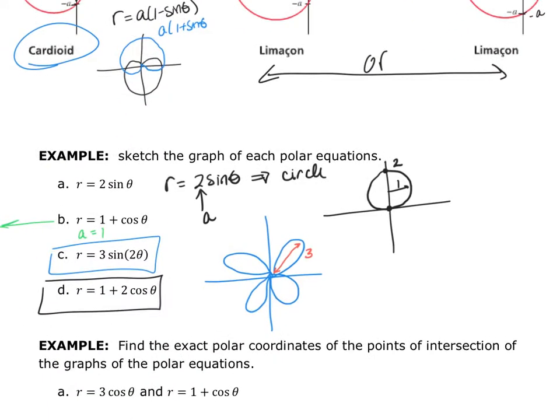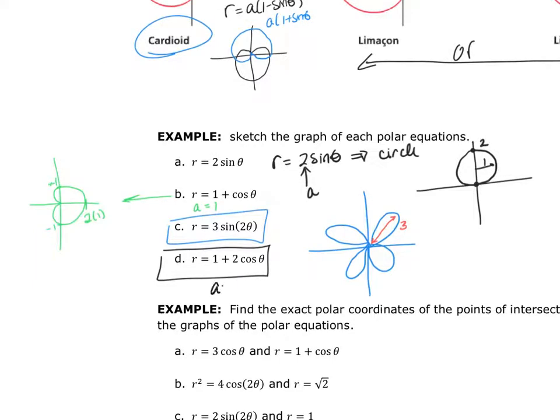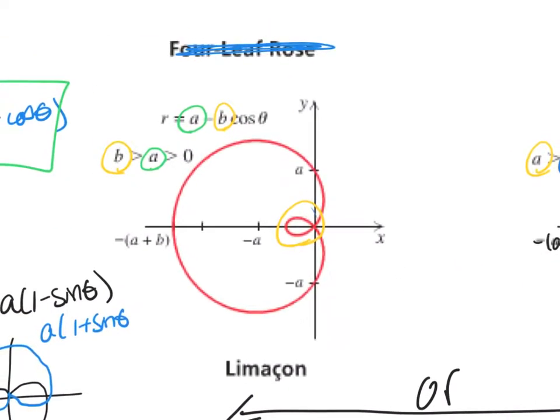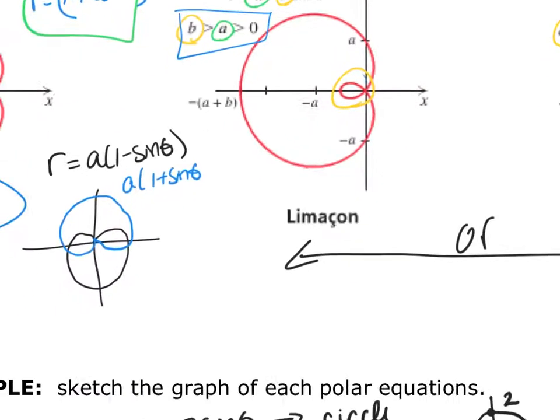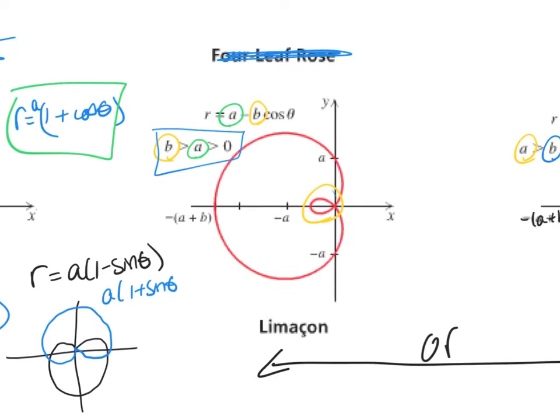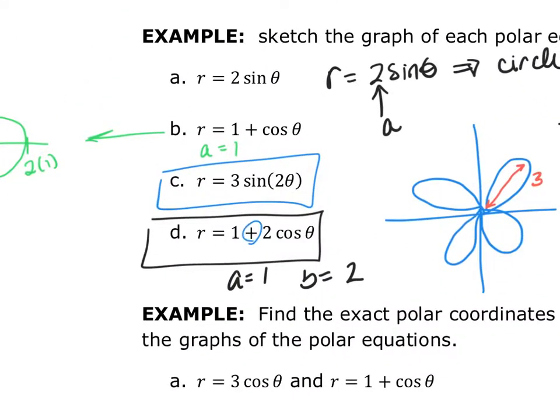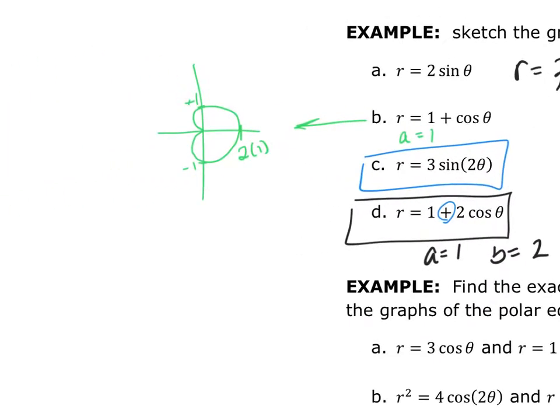So I come back and I say, okay, well, A is 1, B is 2. So if A is 1 and B is 2, it actually is a limaçon with a loop in it. And because it should be a minus, but mine has a plus, that means that I have a limaçon in this direction. It looks like that.